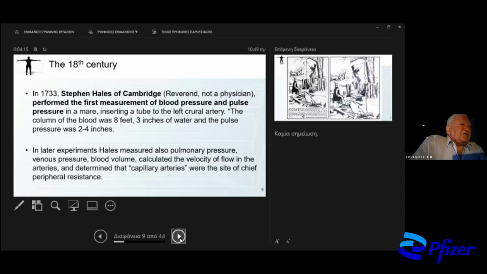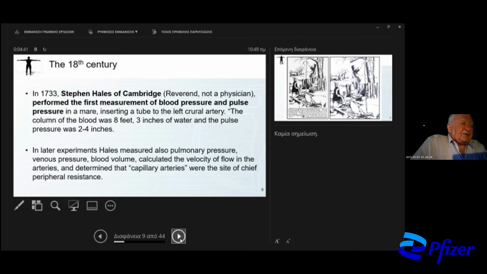In the 18th century, in 1733, Stephen Hales of Cambridge, a reverend, not a physician, performed the first measurement of blood pressure and pulse pressure in a mare, inserting a tube into the left crural artery, and described the column of blood as 8 feet, 3 inches of water, and the pulse pressure was 2 to 4 inches.